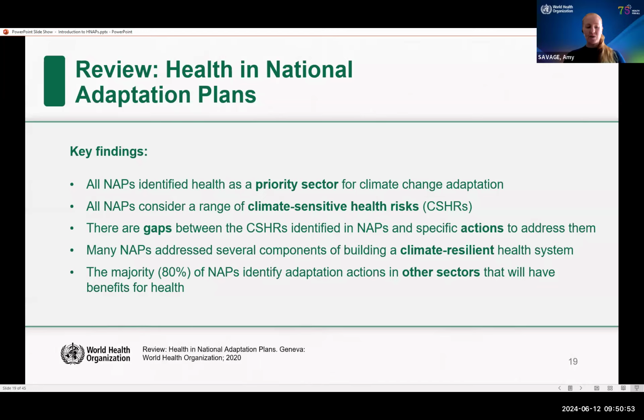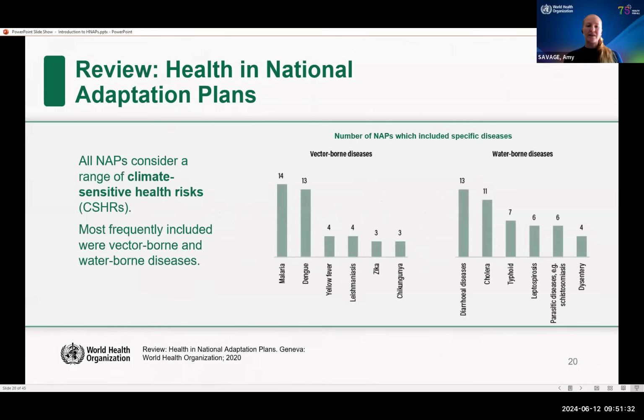So in our HNAP, we want to consider addressing specific climate-sensitive health risks. So for example, we want to consider addressing vector-borne diseases, waterborne diseases, whatever is found in the VNA to be the most important within a specific country. But then we also want to ensure that more broadly, we are building the climate resilience and the adaptive capacity of the health system, which will then cover a wide range of climate-sensitive health risks. And most of the NAPs identified actions in other sectors that will have benefits for health. So out of the climate-sensitive health risks, just briefly, we did find that the most commonly identified climate-sensitive diseases were vector-borne and waterborne diseases.